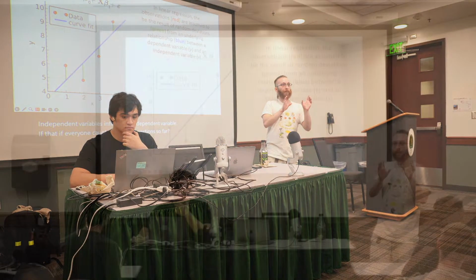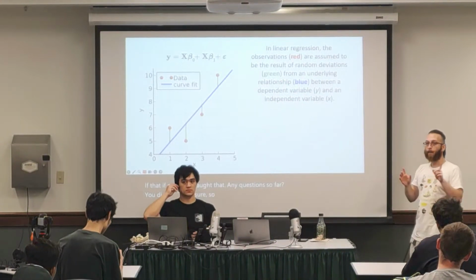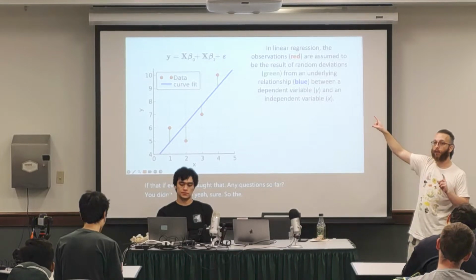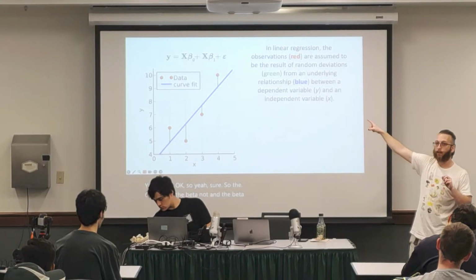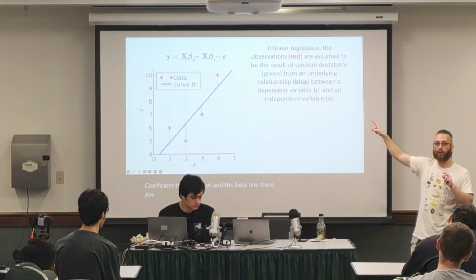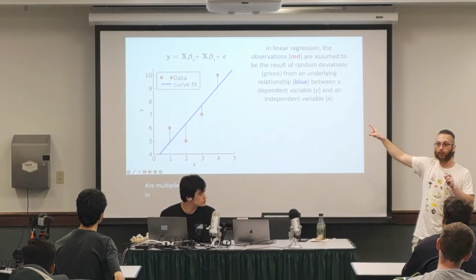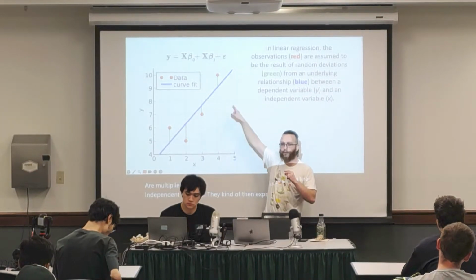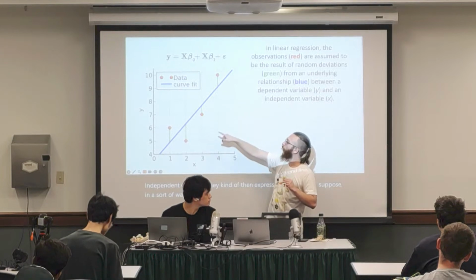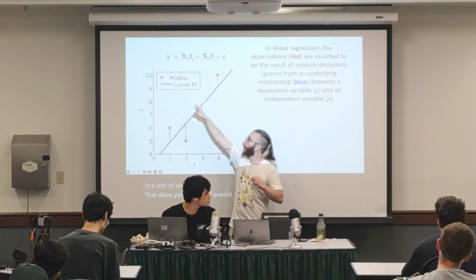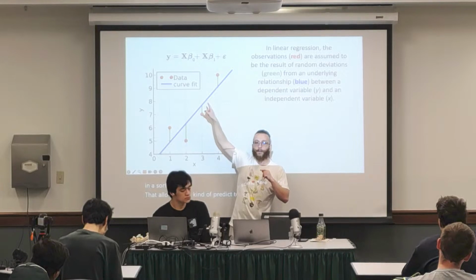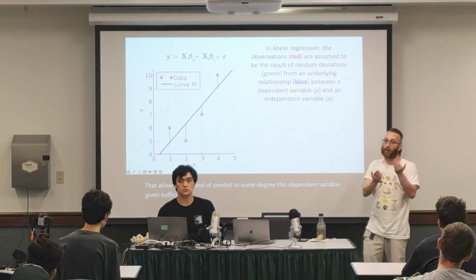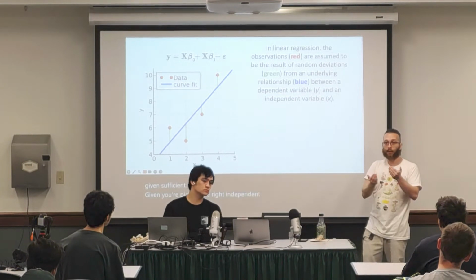So yeah, the coefficients, beta naught and beta 1, are multiplied with the independent variables that express this trend line, in a sort of way, and allow you to predict to some degree this dependent variable, given you're picking the right independent variables. Did that help at all?